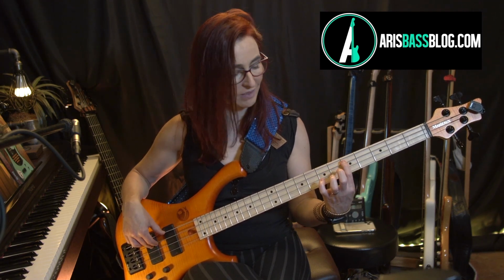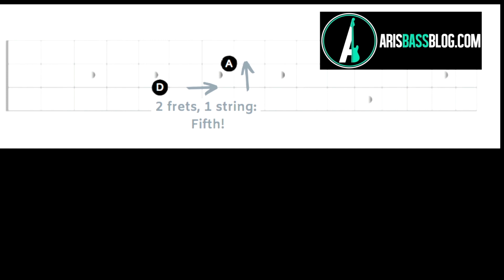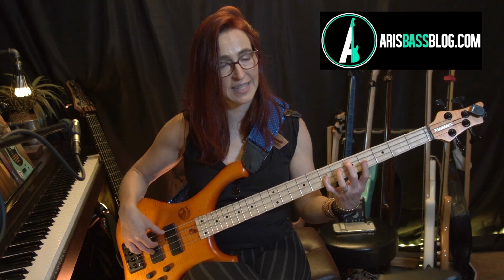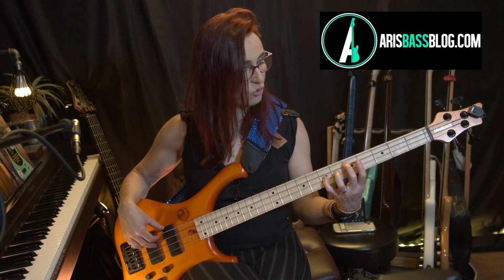I call it the 2x1. 2 frets, 1 string, right? So that's the shape of a fifth. That is true anywhere on the bass. It's also true that this is a fifth.